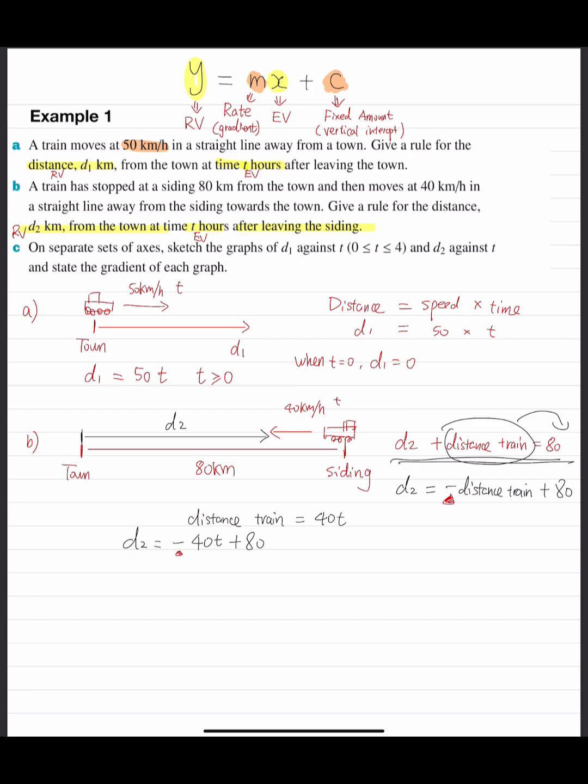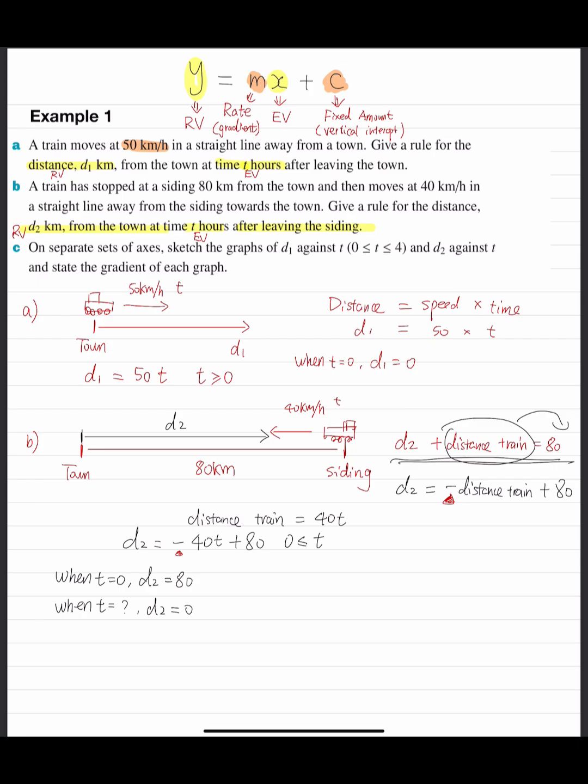We know that t has a limitation, so we're going to work out what values of t we can choose. First of all, t can be 0. When t is 0, d2 reaches its maximum, which is 80 kilometers, which makes sense, right? While the train is still at the siding, d2 is equal to the distance between the town and the siding. When t equals a number that we don't know yet, d2 will reach 0, as the train has arrived at the town.